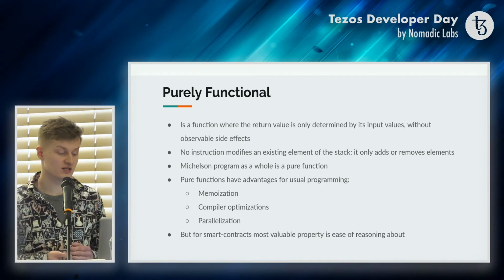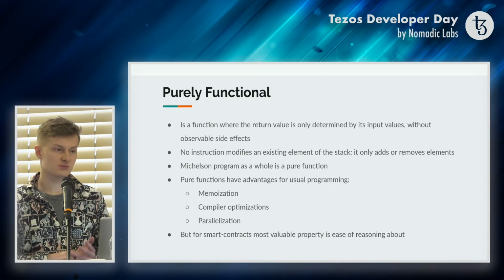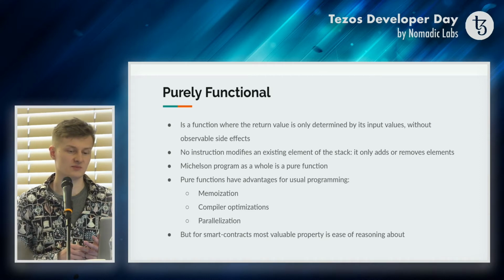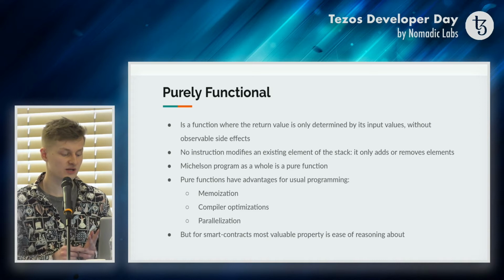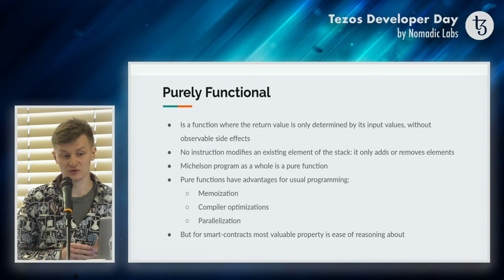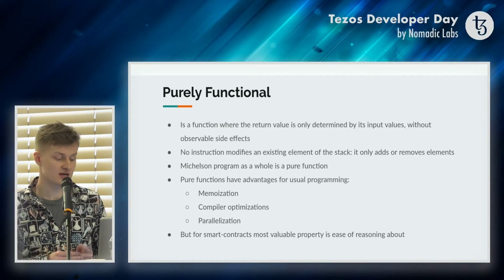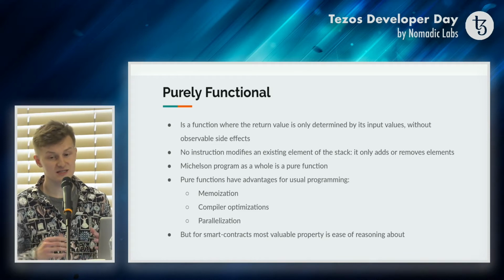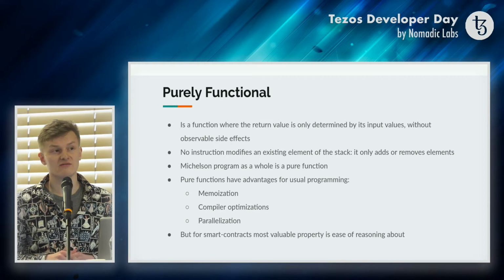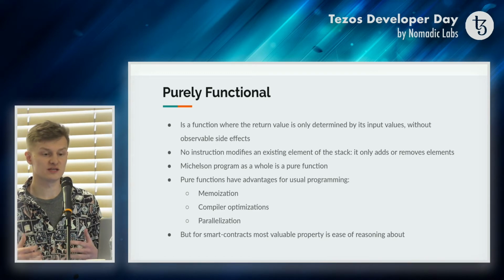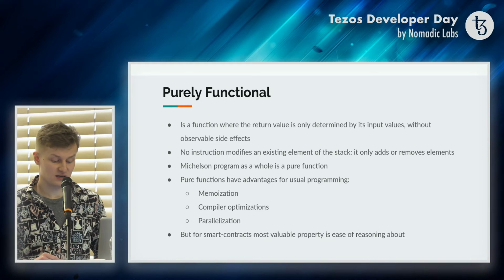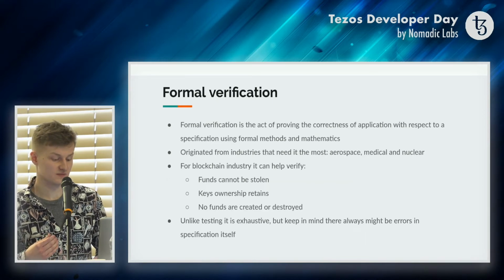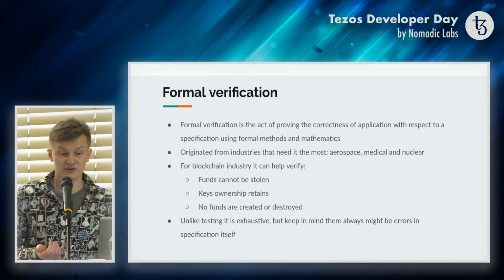Pure functions have a lot of advantages for common programming. They can be memoized, they can be optimized effectively by the compiler, and can lead to greater parallelization. But for smart contracts, the most valuable property is ease of reasoning. So we can have great tools which help us reason about code because of pure functions. So what is formal verification?